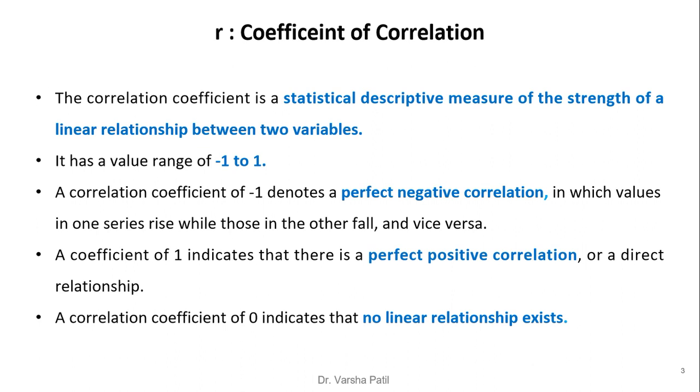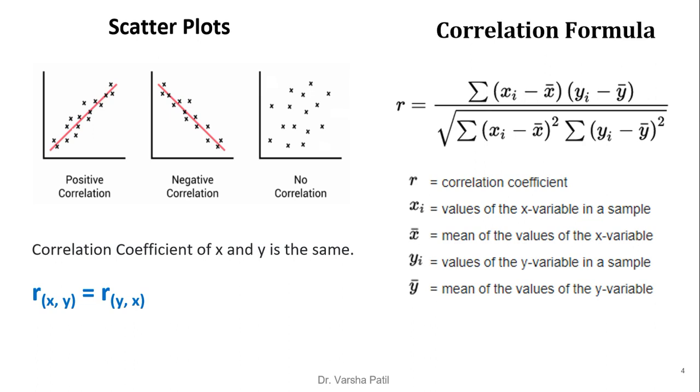A correlation coefficient of -1 denotes a perfect negative correlation, in which values in one series rise while those in the other fall, and vice versa. A coefficient of 1 indicates a perfect positive correlation, or a direct relationship, that is, as one series increases the other series will also increase, or vice versa. A correlation coefficient of 0 indicates that no linear relationship exists between the sets of data.